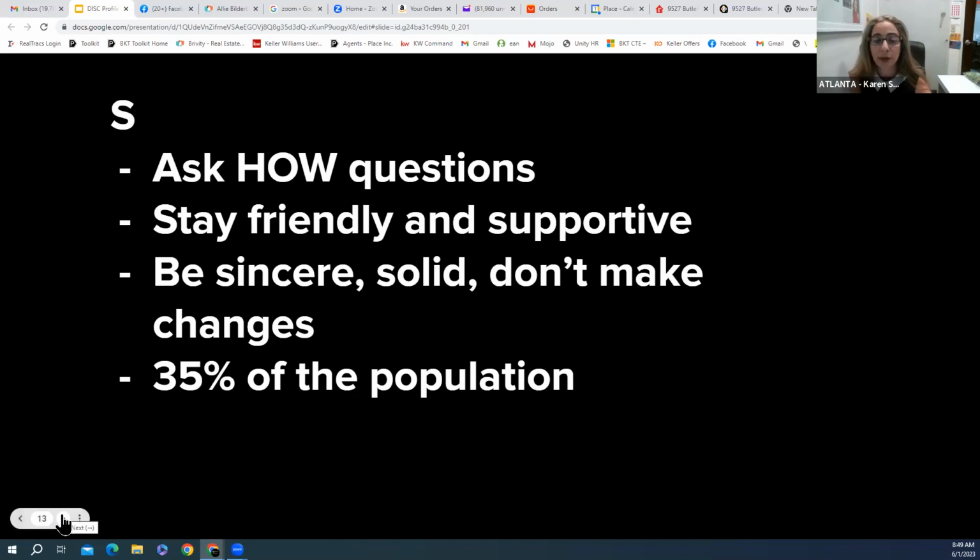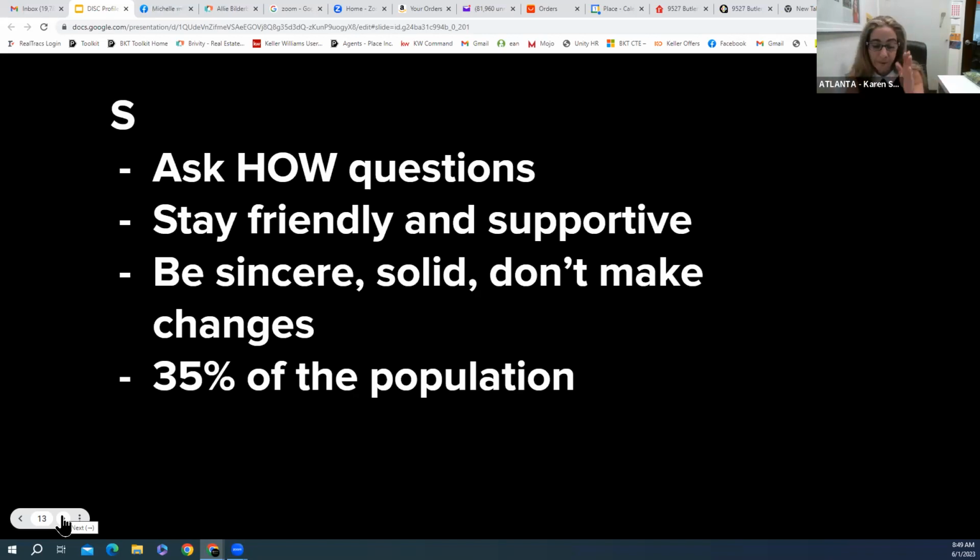These people also require some patience. This is the majority of the population. So 35% of the population, more than a third, are looking for safety and security. Think about the United States. People are highly focused on, is this going to be a scam or is this the real thing? And how do you make somebody feel like you're the real thing, right? Be sincere, be solid, be someone that they can count on.